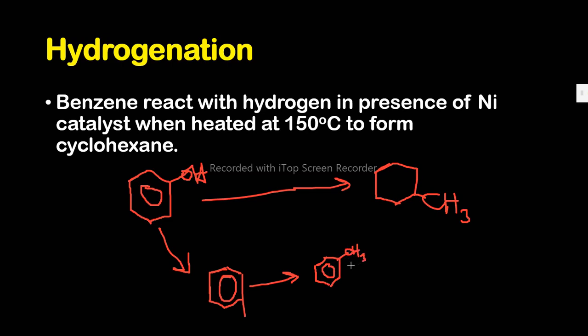Whether I put it here, it remains on carbon number one. And then from this, I hydrogenate. I react it with hydrogen in presence of nickel heated at 150 degrees Celsius. I shall form this. So the ring, these delocalized electrons, they get hydrogenated. This ring undergoes hydrogenation to form methyl cyclohexane. So before you do this, make sure you have this methyl group here.